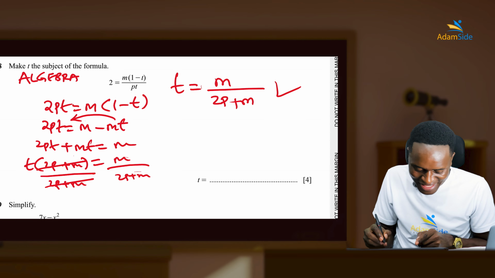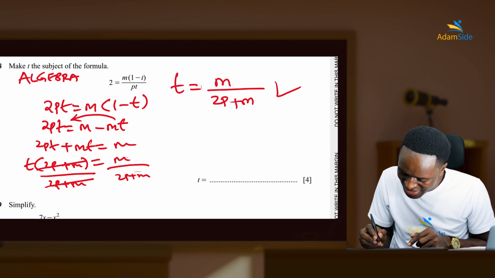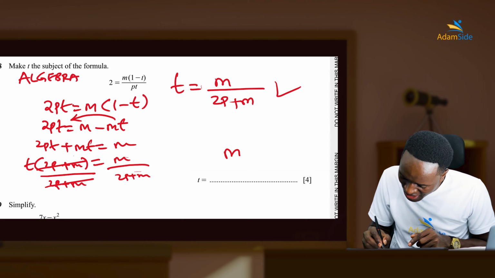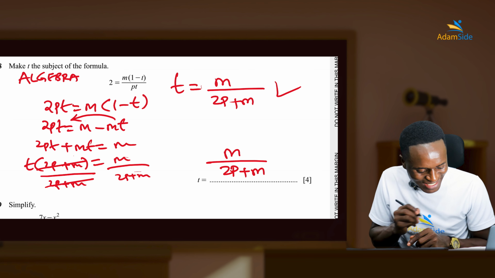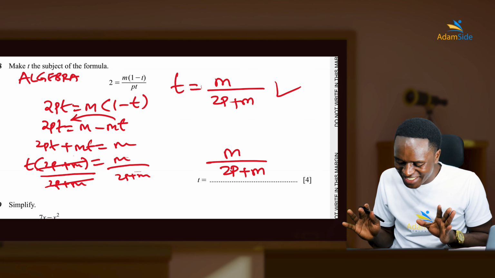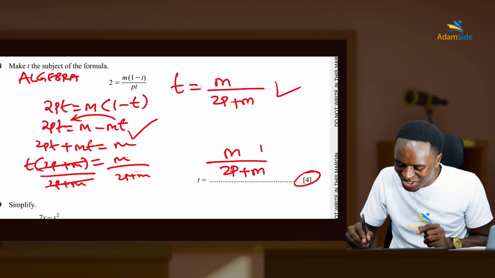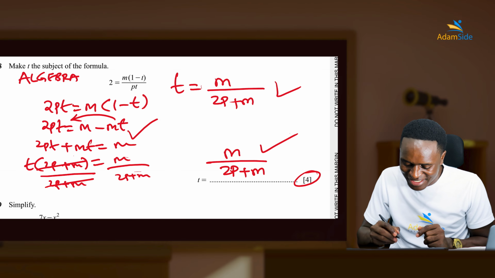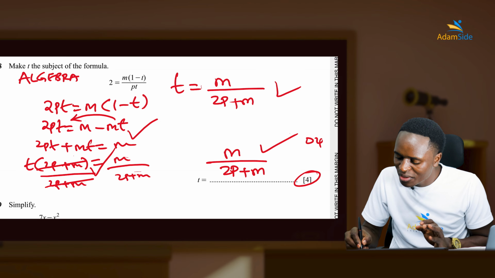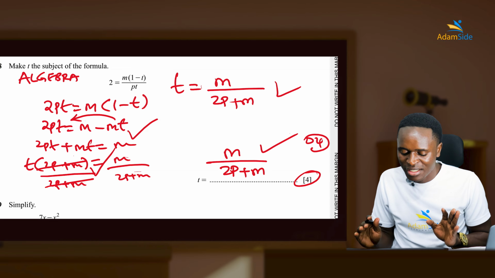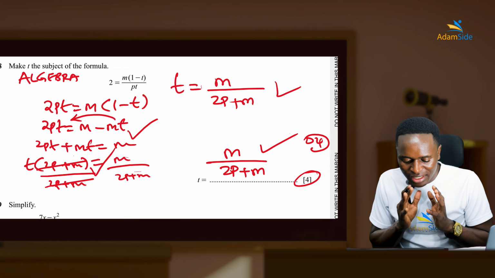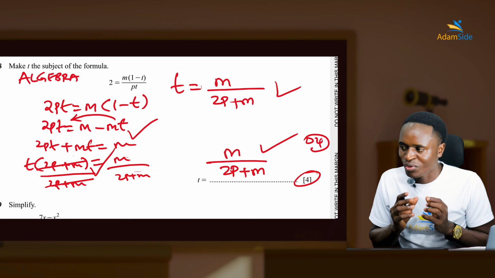You get your marks. Therefore, these 4 marks, the answer is t is equal to m over 2p plus m. Amazing, champion. This is very easy and you score your 4 marks. Get correct method, so that's 3, and when you show the cancelling you get your 4 marks. There is no way the examiner will deny you marks from making the subject of a formula.